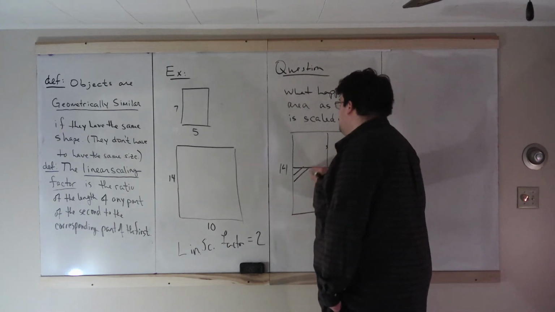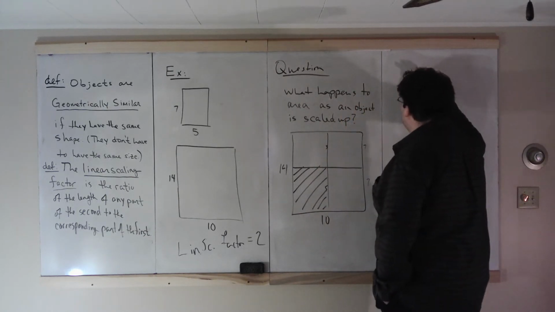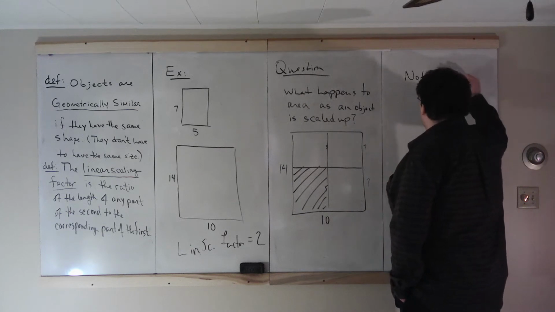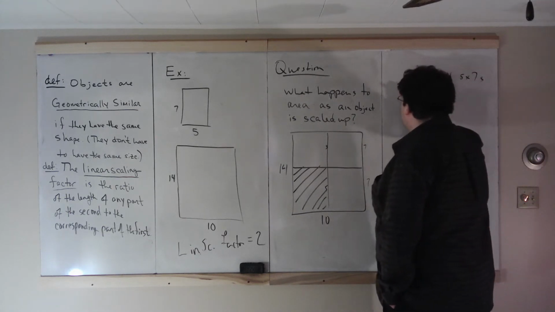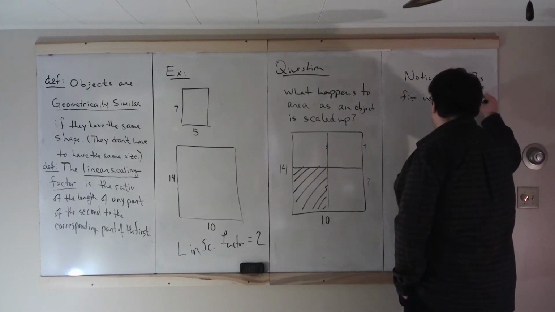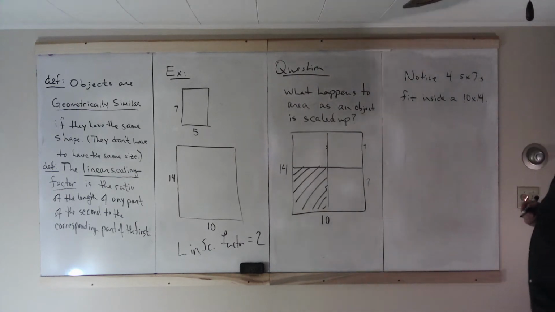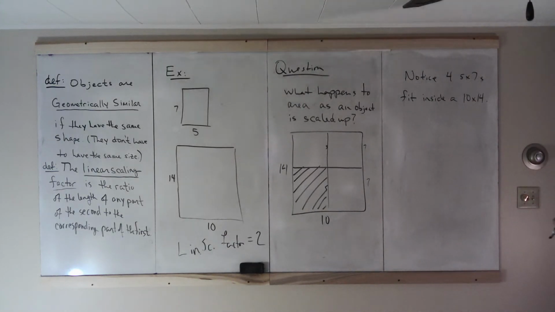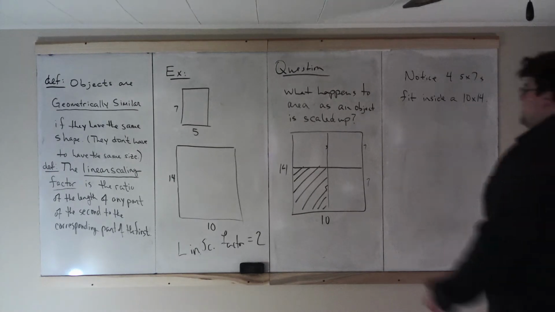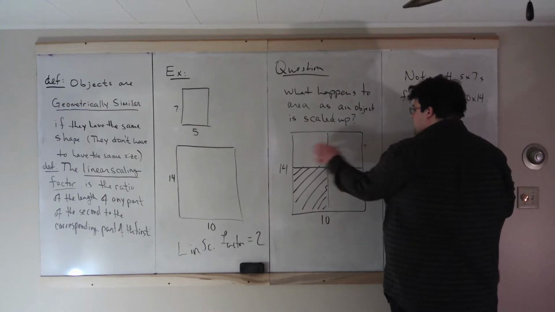So notice, 4 5 by 7s fit inside a 10 by 14. You know, don't worry about the one side going first versus the other side. That'll matter for something else we talk about, but not here. So notice 4 of those fit inside. Well, this can tell us how the area scales up. So here we have a 5 by 7. Here we have a 5 by 7, 5 by 7, 5 by 7.